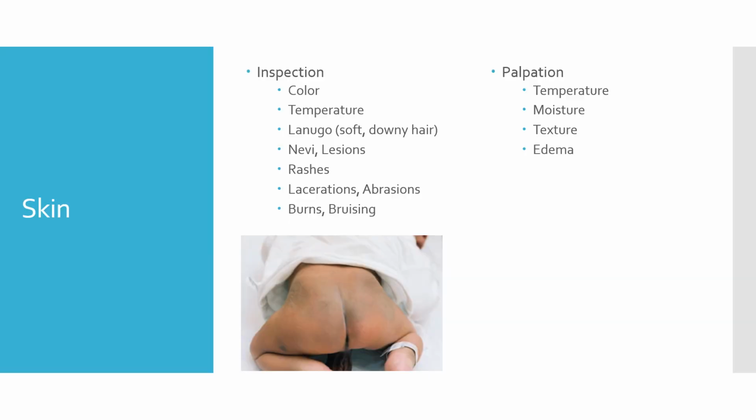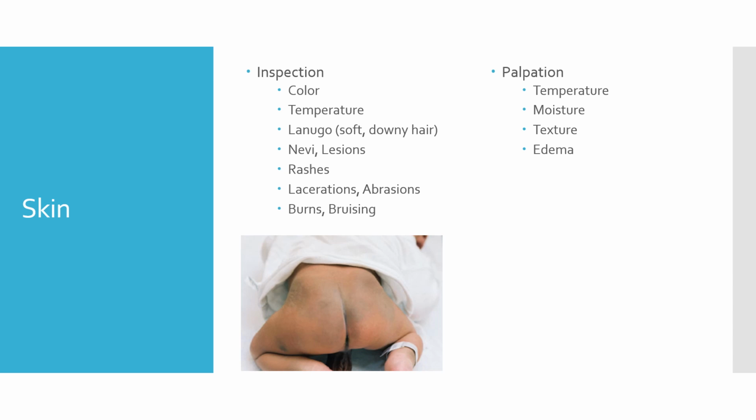So let's just really briefly talk about each of the systems that we're going to assess. As far as the skin, we're going to do inspection and palpation. So again, remembering that's observation, and then we're going to palpate. So we're looking at the color, we're looking at the temperature. Do they have any lanugo? That's that really soft, downy hair that infants can have. Are there any nevi or any lesions, rashes, lacerations, abrasions, burns, or bruising?